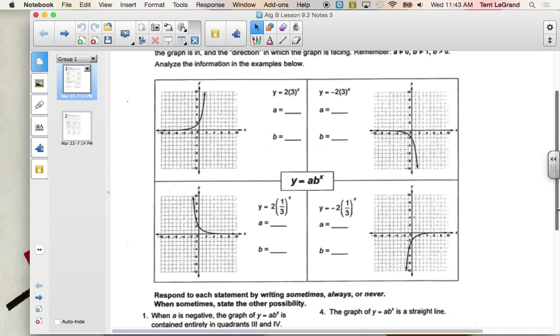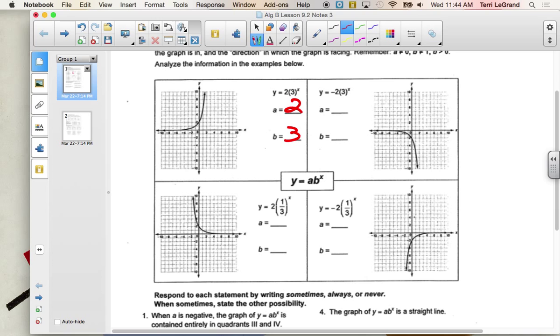Okay, so let's look at this first one. That's over here in the upper left-hand corner. Y equals 2 times 3 to the x power. What's our A value in that one? 2. What's our B value? 3. Okay, does anybody remember what A tells us? What information does A give us? It's the first term. It's where it starts, right? So this one starts at 2.